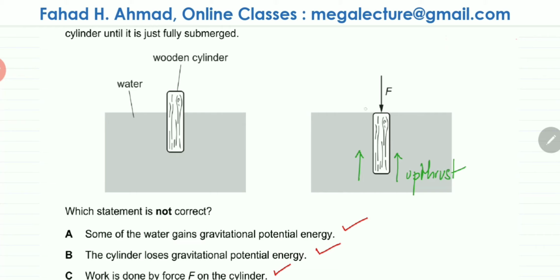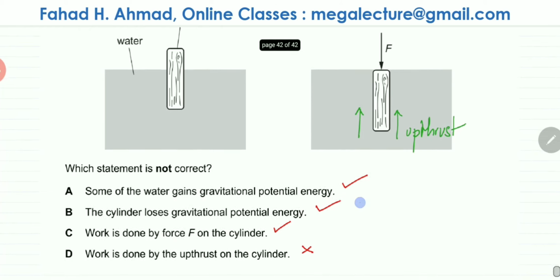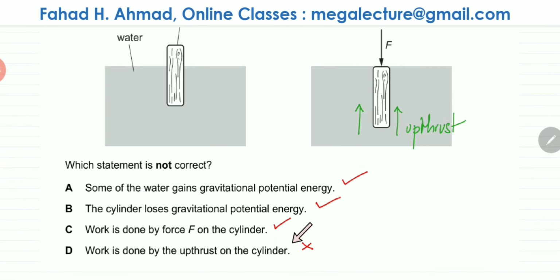The object is not moving upwards. So there would be no work that would be done because of the upthrust. So work is done by the upthrust on the cylinder. That's going to be an incorrect statement, and option D is going to be our correct answer for this question.